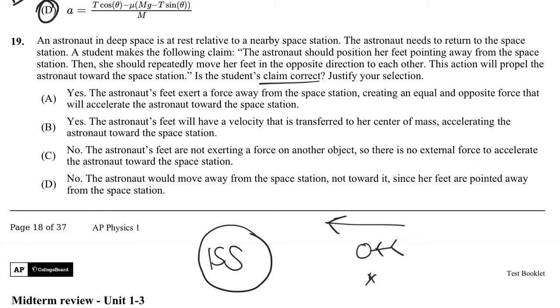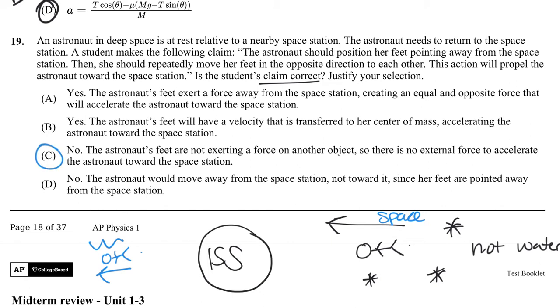So when we're looking at space, we're looking at a lot of stars and a whole lot of space. Whenever you move your feet, it's not going to be like water. In water, you can kick against the water, and the water pushes back at you, so you're actually able to propel forward. In space, you're kicking against a whole lot of nothing, so you're not going to move. So it's going to be C. No, the astronaut's feet are not exerting a force on another object, so there's no external force to accelerate the astronaut towards the space station.